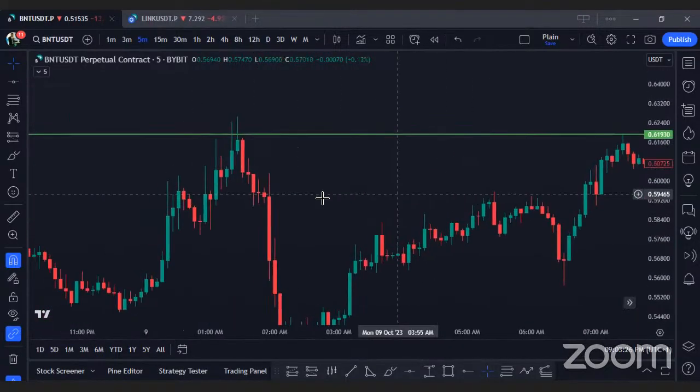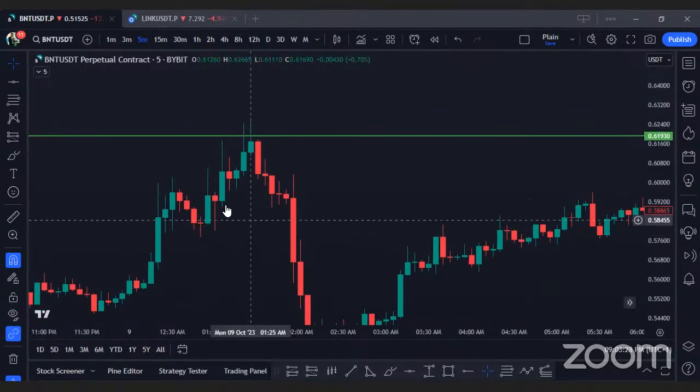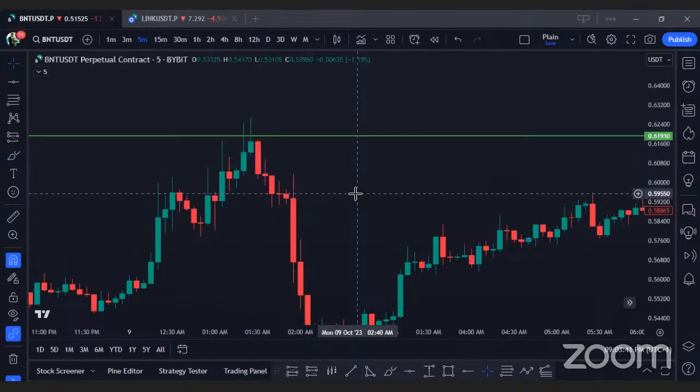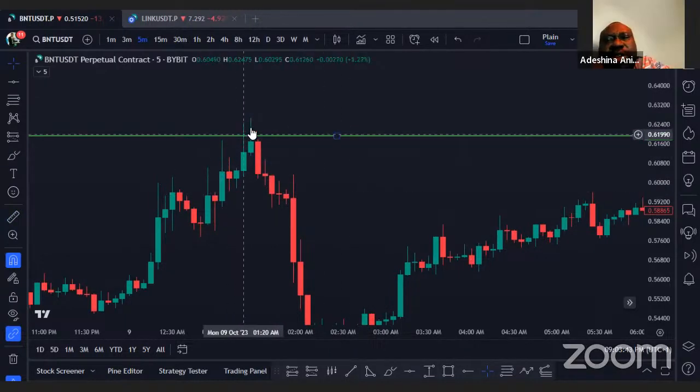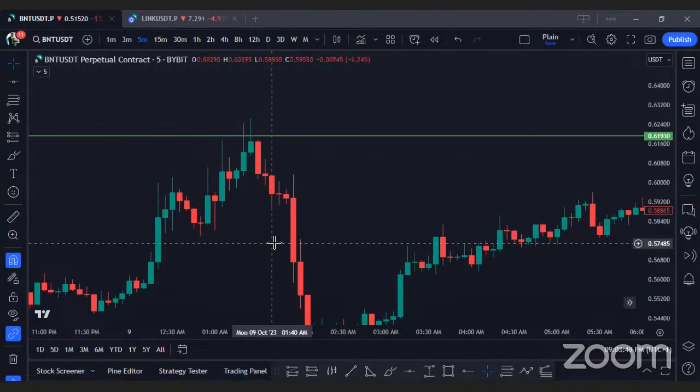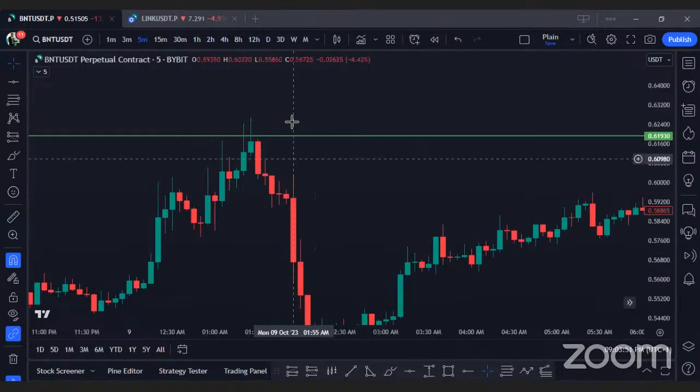If I use, for instance, let me show you this week alone. This week is about 1.4%. So if you're using a 10x leverage, that would have given you 10% plus. If you're using a 5x leverage, this week would have happened in less than a minute, because we're looking at the 5 minutes time frame.